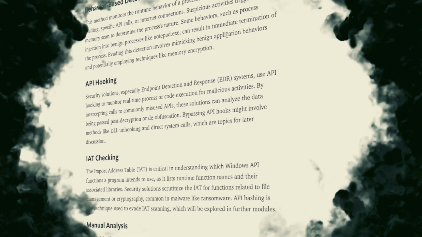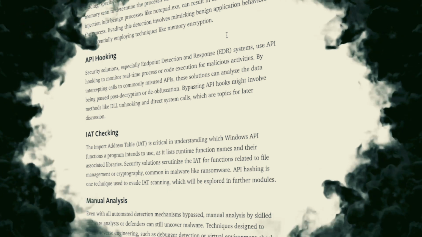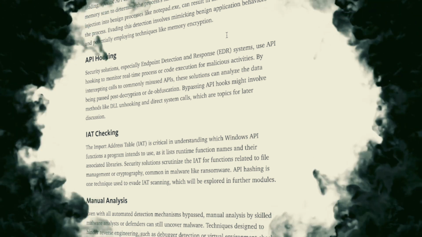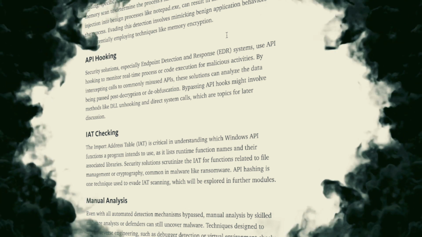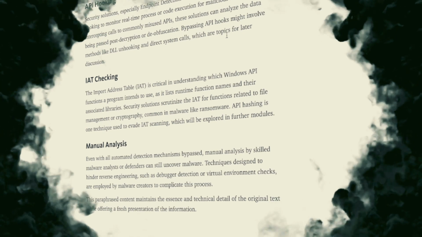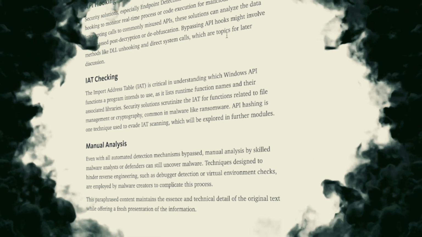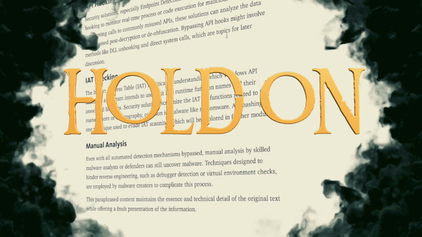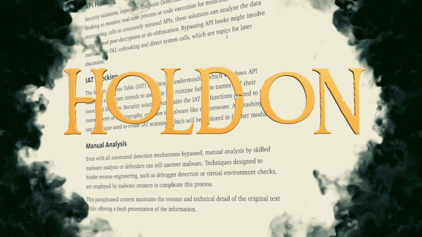API hooking. Security solutions, especially endpoint detection and response (EDR) systems, use API hooking to monitor real-time process or code execution for malicious activities. By intercepting calls to commonly misused APIs, these solutions can analyze the data being passed post-decryption or deobfuscation. Bypassing API hooks might involve methods like DLL unhooking and direct system calls, which are topics for later discussion. Just a quick pause here to talk about the most common misused APIs targeted by malicious software.